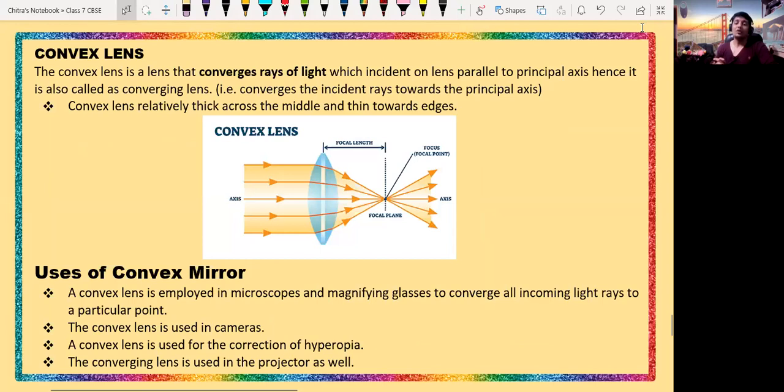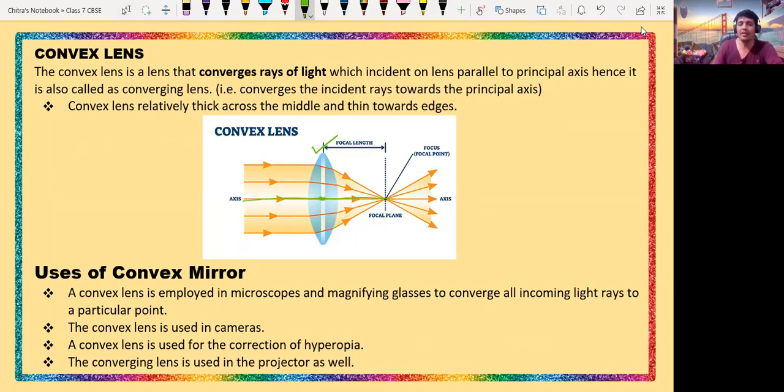Now we are going to discuss the first type of lens, which is the convex lens. In the picture, as you can see, we have used the convex lens. What is the super specialty of the convex lens? When light rays are incident on the lens parallel to the principal axis, see, this is the principal axis, the center line which passes through the optical center. This is the center point of the lens, called the optical center.